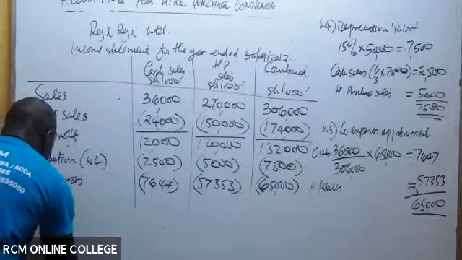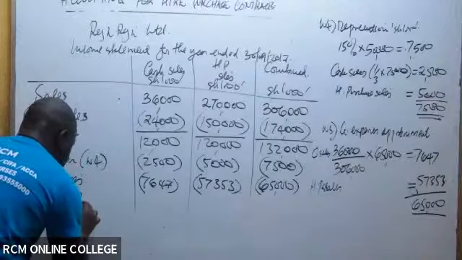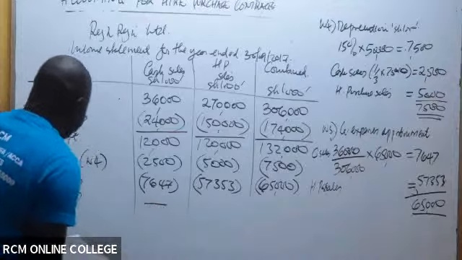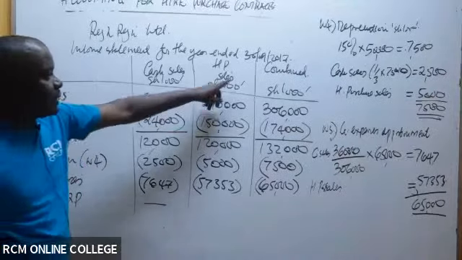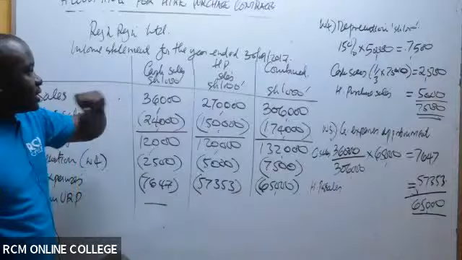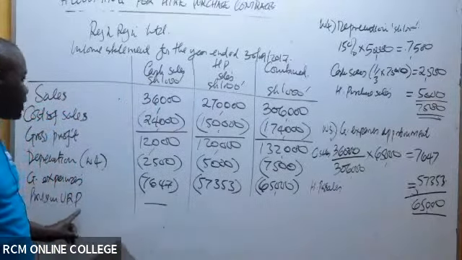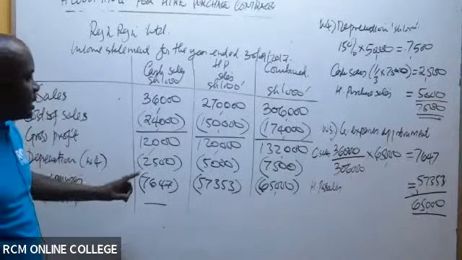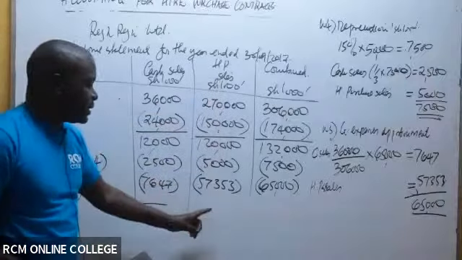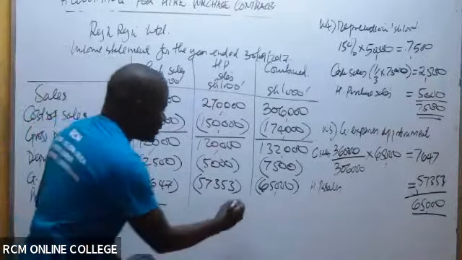Provision for unrealized profit. Remember the unrealized profit is only on the hire purchase sales. For cash sales, we'll go and collect everything. So there's no unrealized profit on cash sales. It is only on hire purchase sales.